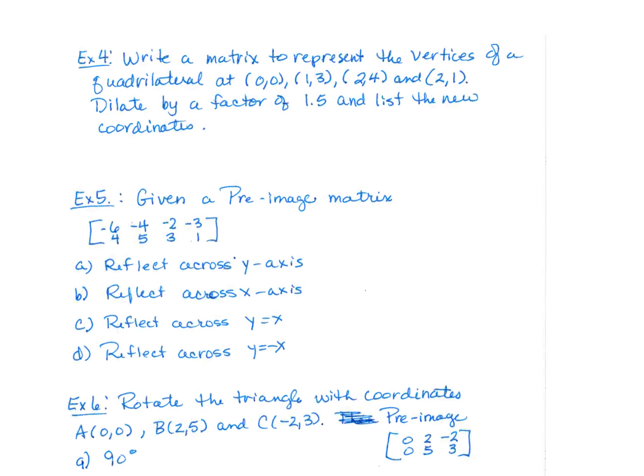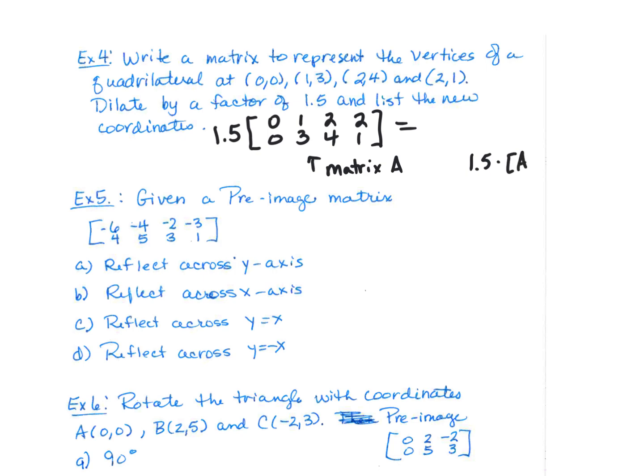How do we dilate? I have to do my coordinate matrix first, don't I? And what did we say dilation is? We just literally multiply out front. Yeah. So how do we do this on my calculator? You need to put this in as matrix A. So enter this as matrix A. And then we're going to do 1.5 times, and then we're going to do A. And it should give us a new 4x4 matrix.